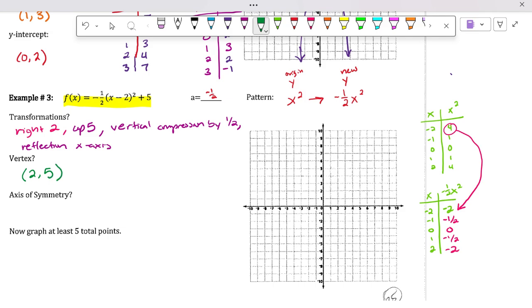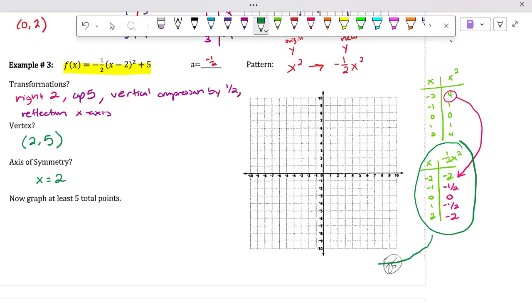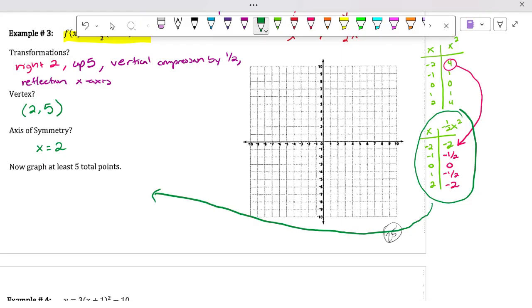What's my axis of symmetry? Good. Now we're going to graph at least 5 points. So we're going to use this table, this is why we created it, to help us make our other transformations. So all we got to do now is just add the 2 and add the 5 to each of those points. Okay? So we're going to do xy, and we're going to transform it to be x plus 2 because we're going right 2, and y plus 5 because we're going up 5.